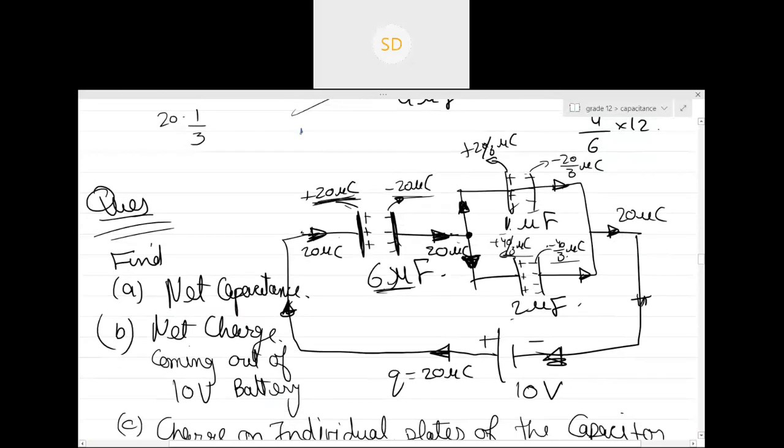V1 will be 20 by 6 volts. This will be 20 by 3 volts. And this will also be 20 by 3. Can you see 20 by 6 is basically 10 by 3 volts, so 10 by 3 plus 20 by 3 is basically 10. Okay?